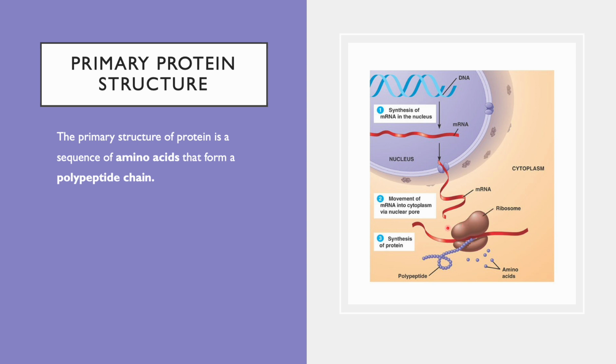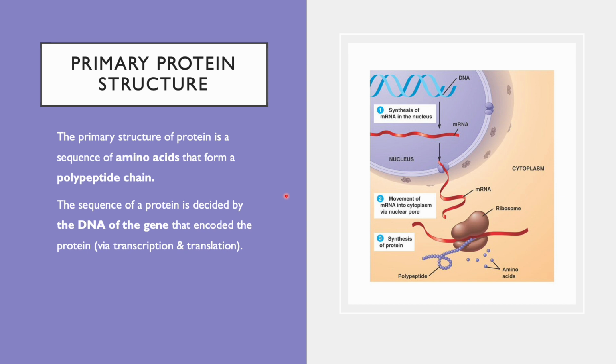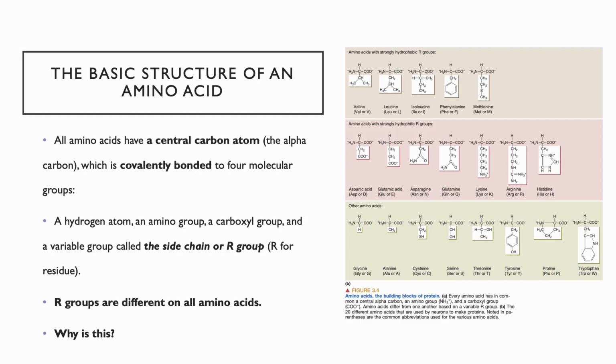synthesis to take place. Remember that the primary structure of a protein is simply a sequence of these small amino acids shown here in purple. They can come together to form a polypeptide chain. The sequence of protein is ultimately decided by the DNA of the gene that's encoded for that protein via this process. The change in DNA sequence can subsequently change the amino acid sequence of a protein. Even changing just one amino acid in a protein sequence can affect the protein's overall structure and function.